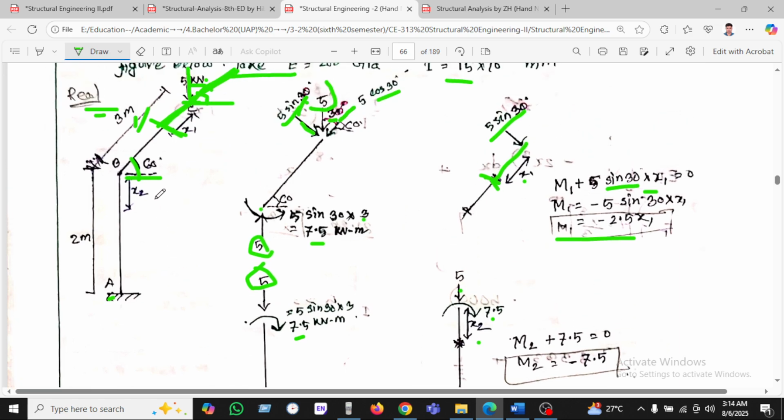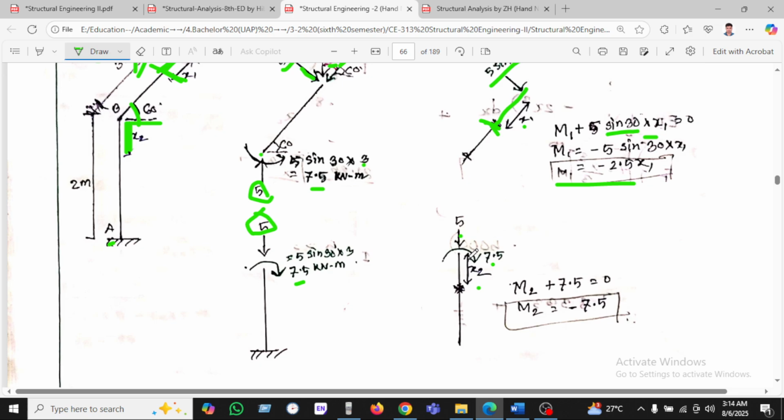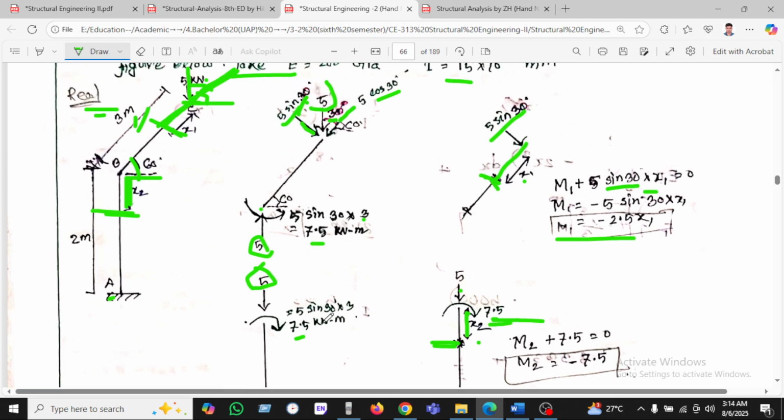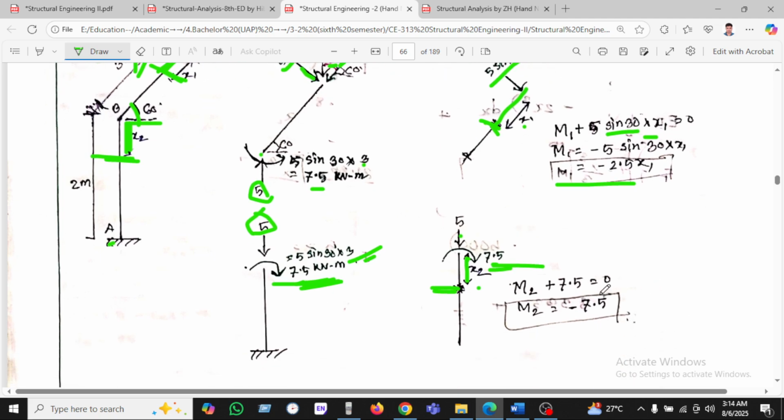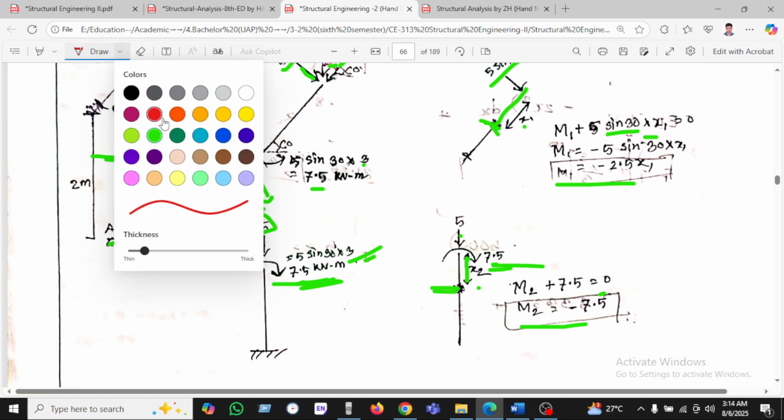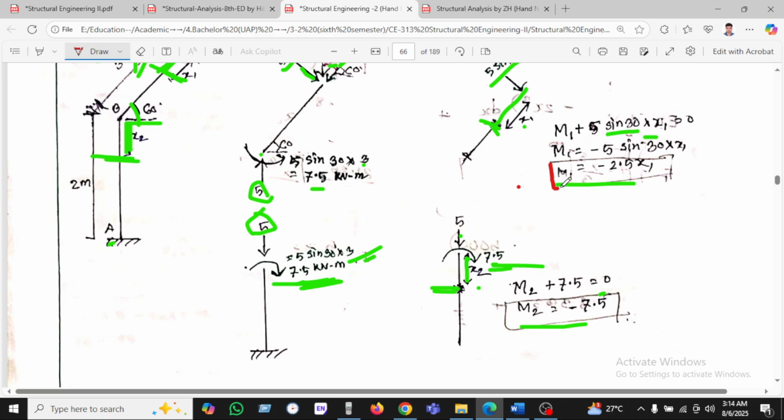Okay, and we are seeing here x2 is here. So in this case x2 is also here. We are cutting here. M2 equals 7.5. 7.5 is the moment given here, as we have seen how the moment transfers, 5 into 5 sin 30 into 3. In this case 7.5 is applied and we found M2. So these two values, M1 and M2, we have found from the real structure.